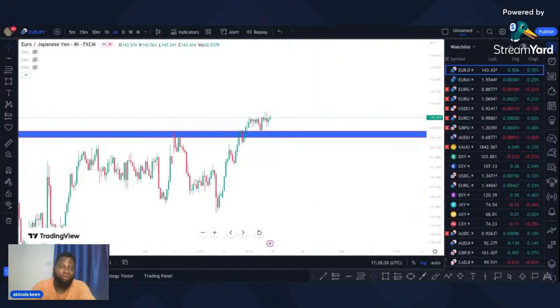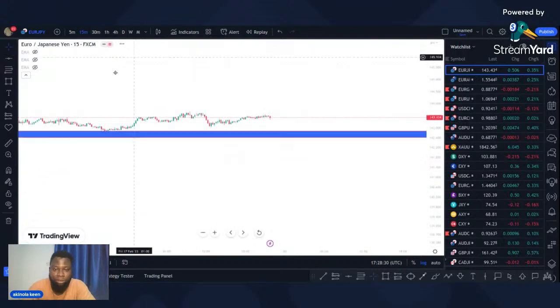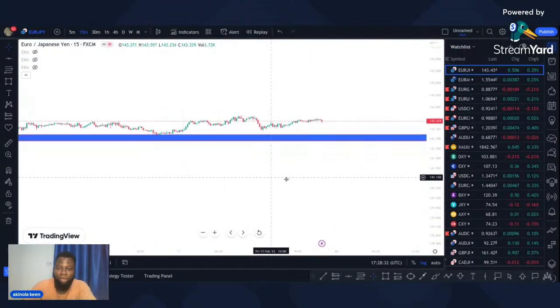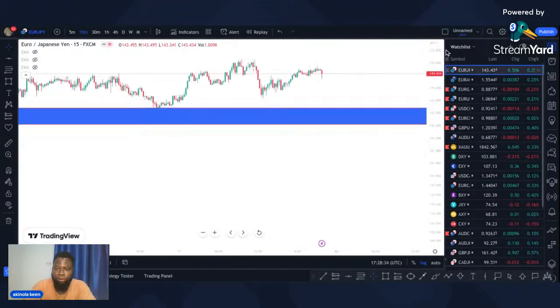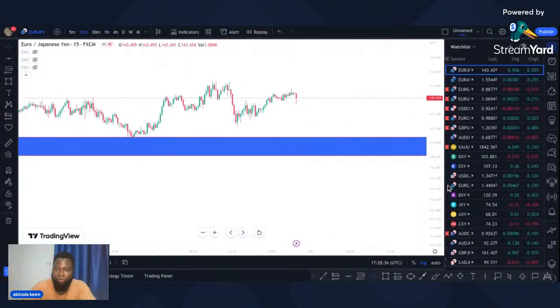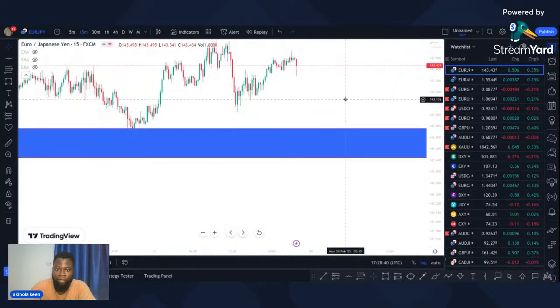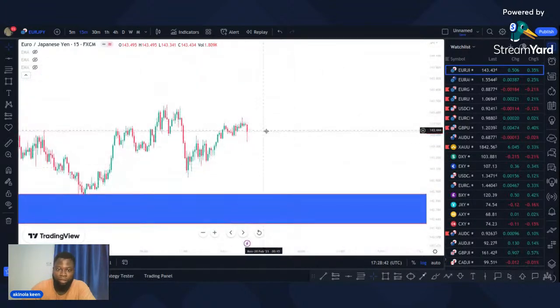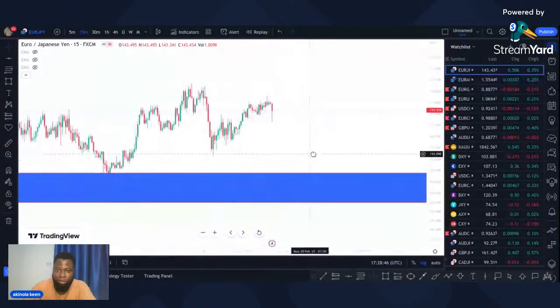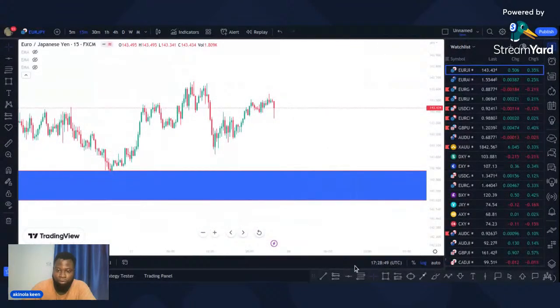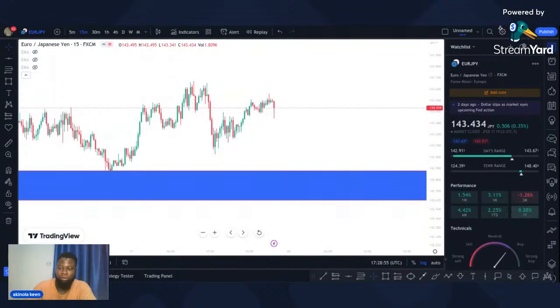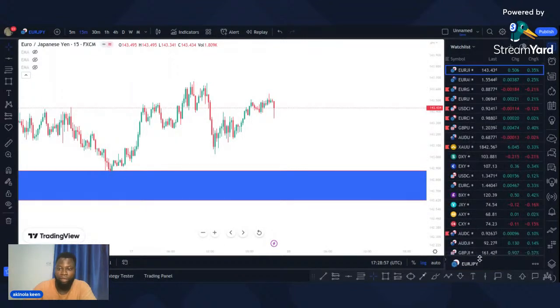So let's go to 15-minute time frame to see any decision we can actually take on this particular pair. If I'm going to take any decision here, I'm going to be waiting. Normally these pairs seem to want to sell. Let me see the traders' decision. So I think they are buying.